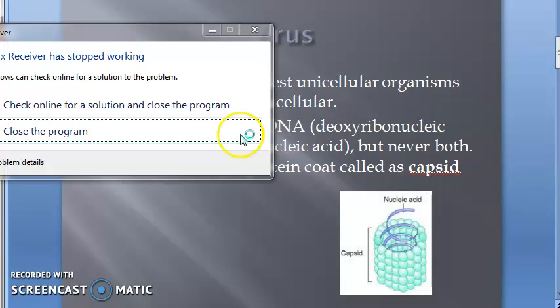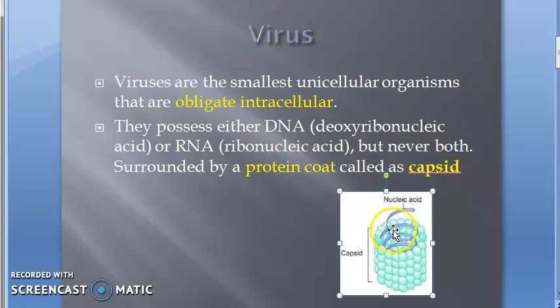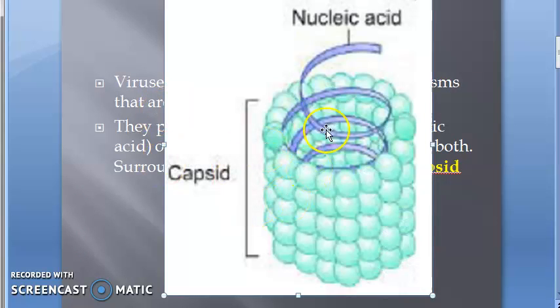Virus. They are the smallest unicellular organisms, and they are obligate intracellular organisms. They possess either RNA or DNA, they cannot have both, and they're surrounded by a protein coat called capsid. This is the basic structure introduction. They will have either RNA or DNA, and it'll be surrounded by a protein coat, the capsid.